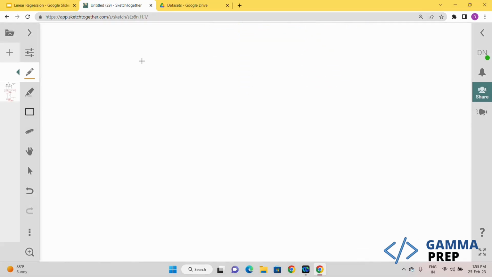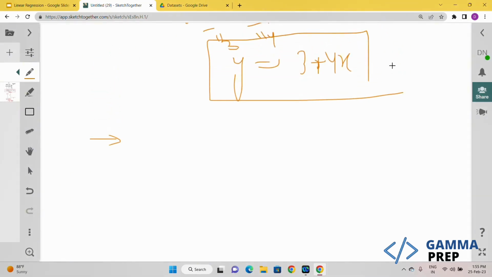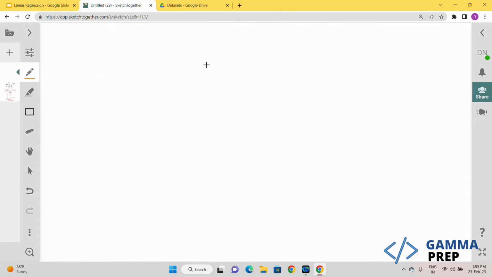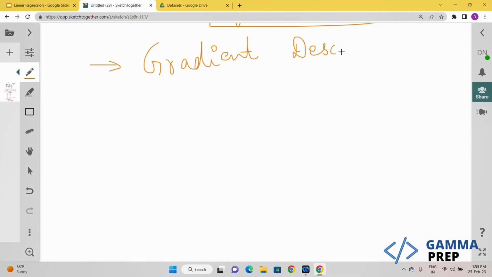So alternatively, we have some approximate solutions. The above method is called the normal method, solving the equations to find the exact values of our intercept and the coefficients. It has high time complexity, so we have some approximate solutions also. The first one is gradient descent. Now in gradient descent, what we do is we randomly select the values of W0 and W1.